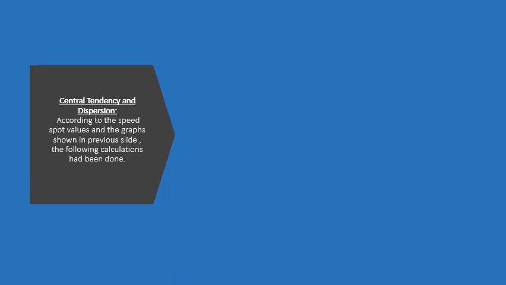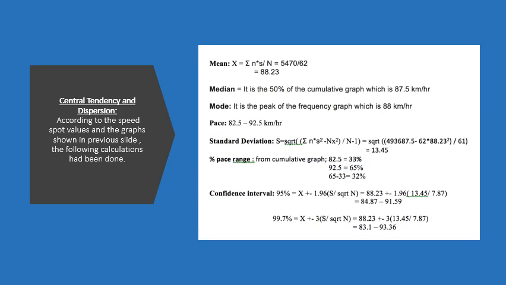Then, we're moving on to finding the central tendency and dispersion, which are found according to the speed spot values and the graphs shown in the previous slide. The following calculations had been done. Mean is the summation of the number of vehicles times the middle speed divided by the total number of vehicles, which is 62, and the answer is found to be 88.23.